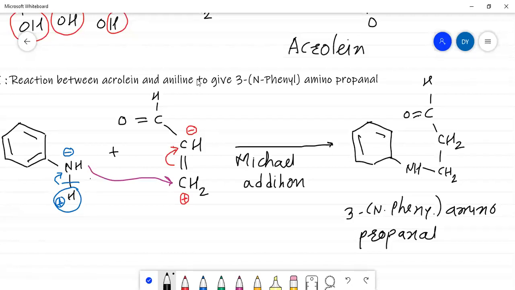Now we're going to see how this name comes. So numbering starts from here, 1, 2, 3. Now carbon number 3 contains a phenyl group and N. This N means nitrogen. So the phenyl ring is attached with nitrogen. That's why it is called 3N-phenyl amino, because an NH group is there, and this longest chain contains 3 carbon atoms along with an aldehyde group, and that's why this is called propanol. So it is called 3N-phenyl amino propanol.